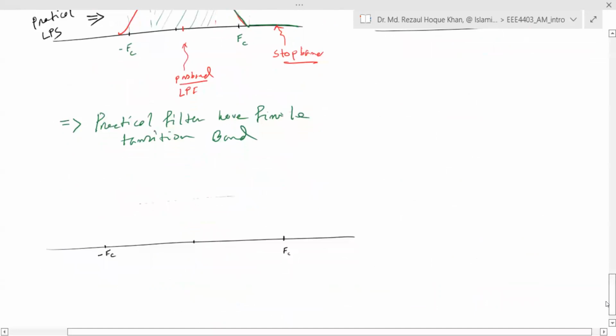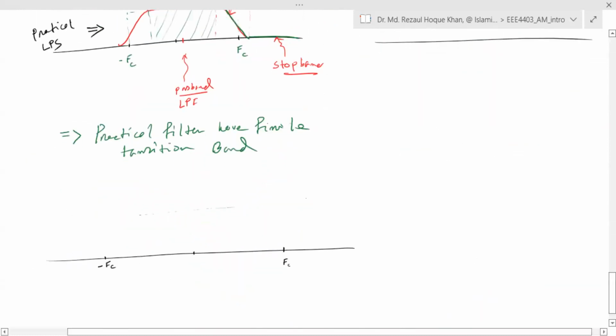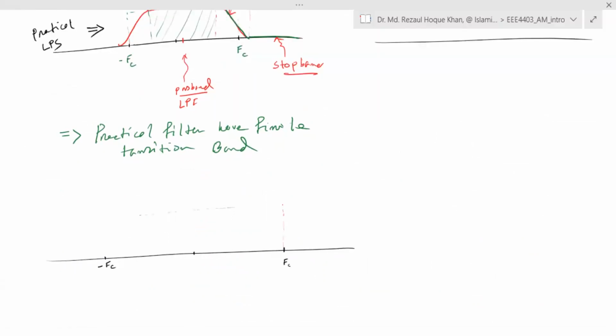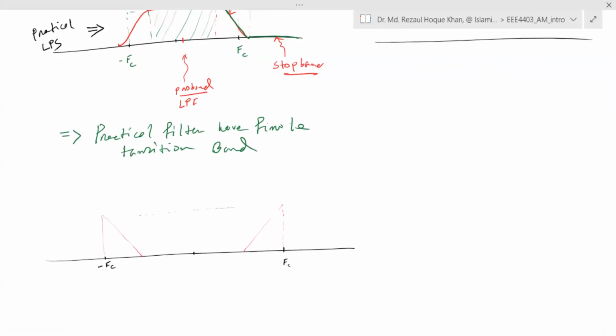Now we are saying that our FC looks like this. So this is LSB, lower sideband. This is actually FC. This is actually our lower sideband.